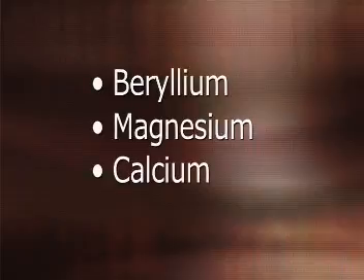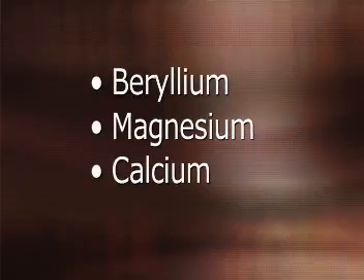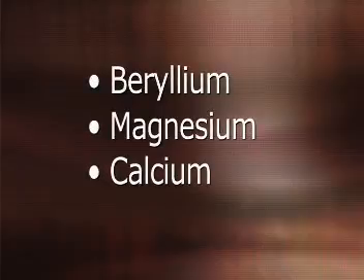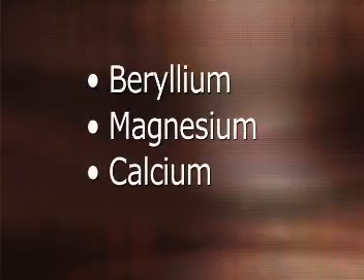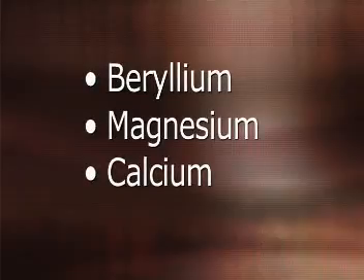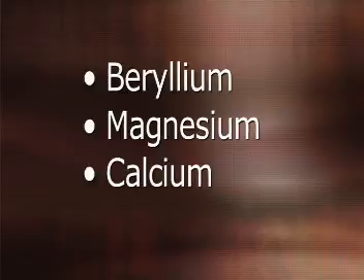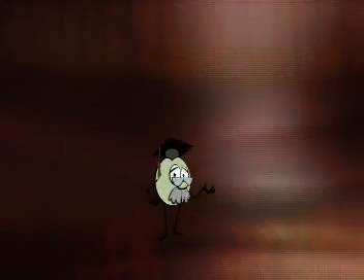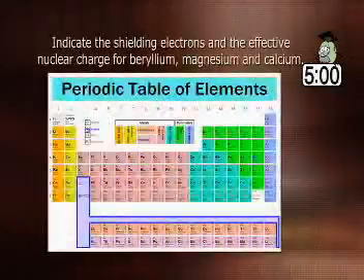Students, for the elements beryllium, magnesium, and calcium, please indicate the shielding shells, the shielding electrons, and the effective nuclear charge. You may begin now. Students, let's get ready. Begin.